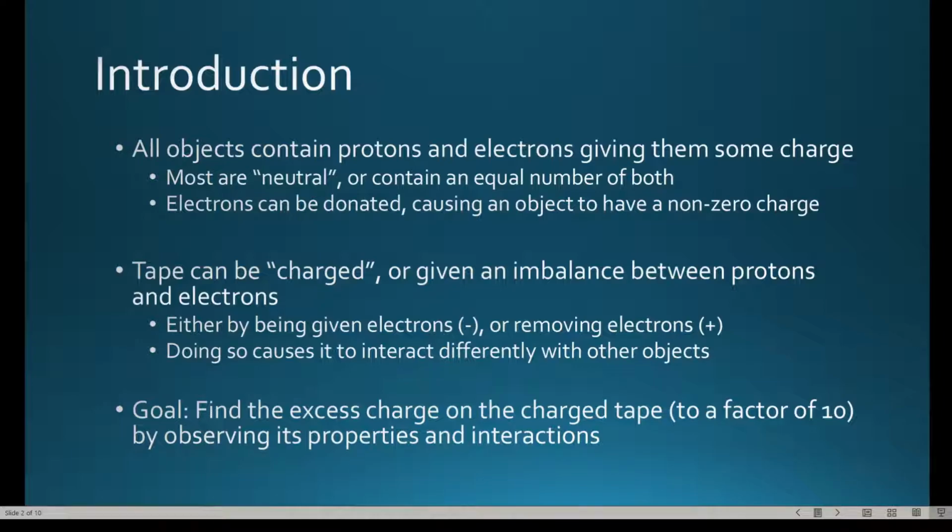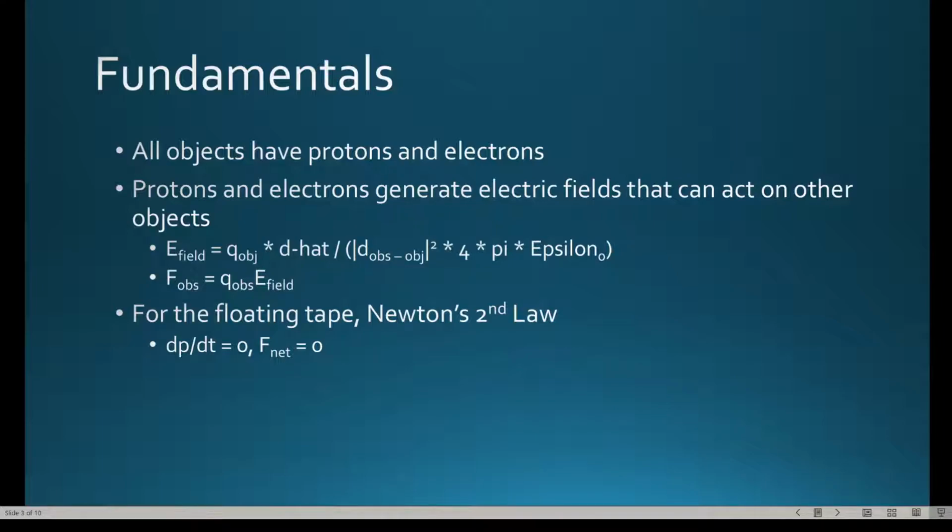The goal of this lab is to find the excess charge on a charged tape to a factor of 10 by observing its properties and interactions with its surroundings. For the fundamentals of this lab, protons and electrons can generate an electric field, which acts on other objects. The equation for the electric field is the charge of the object over the distance from an observation point from the object squared, times 1 over 4 pi epsilon 0, times the direction. By multiplying this by the charge of an object at the observation point, you can find the force on the object at the observation point.